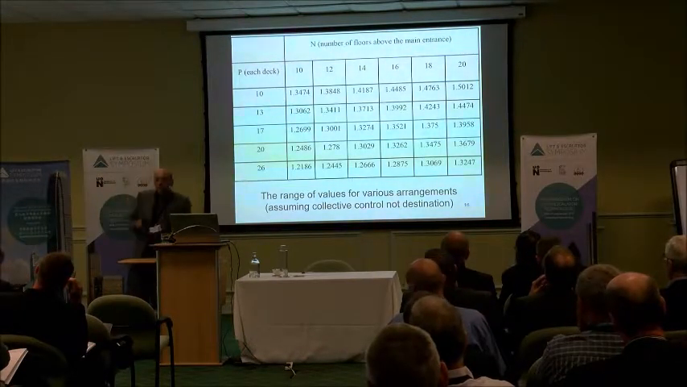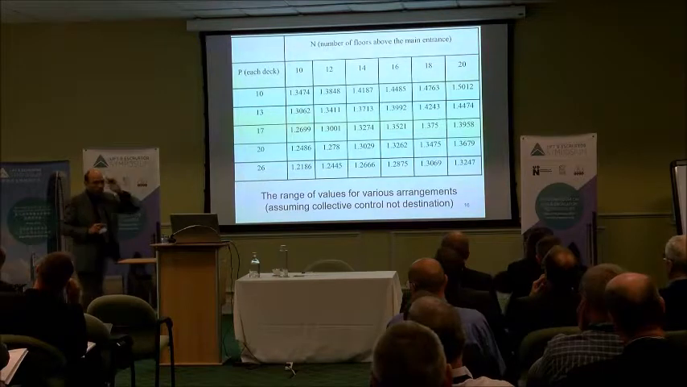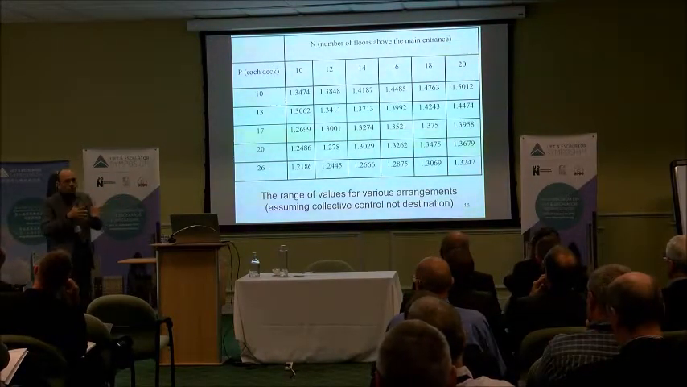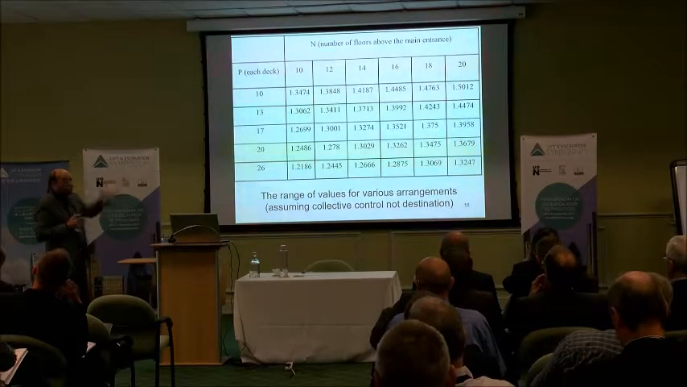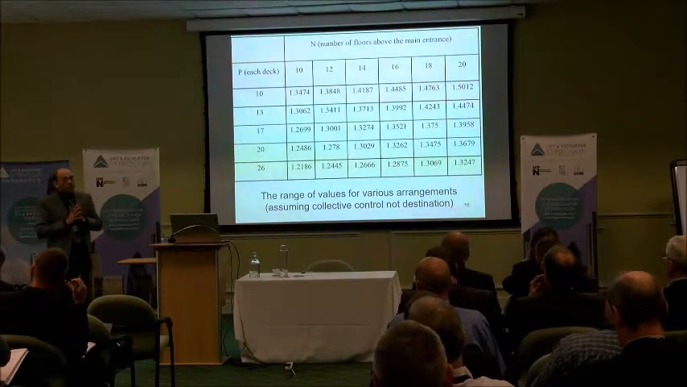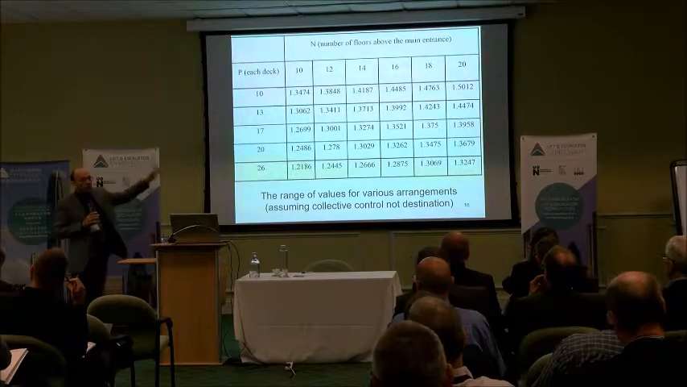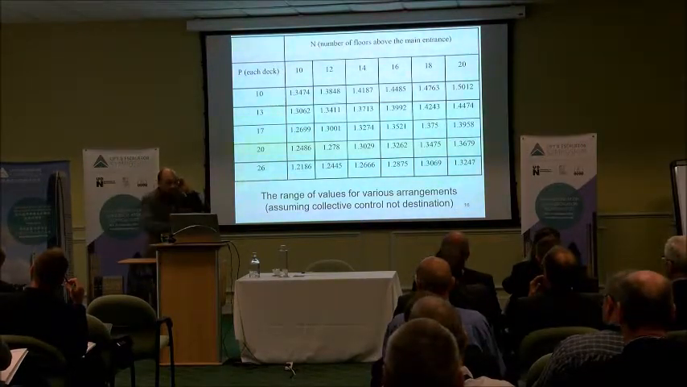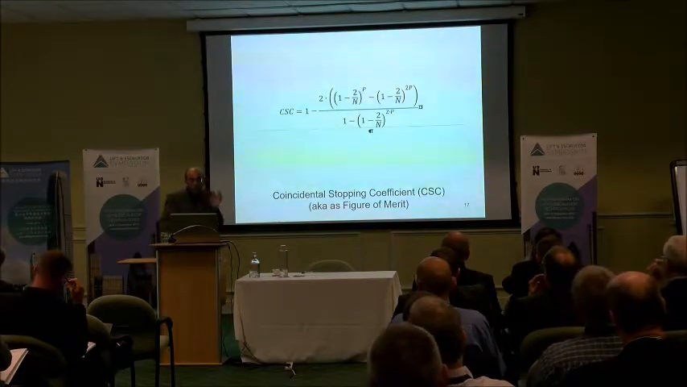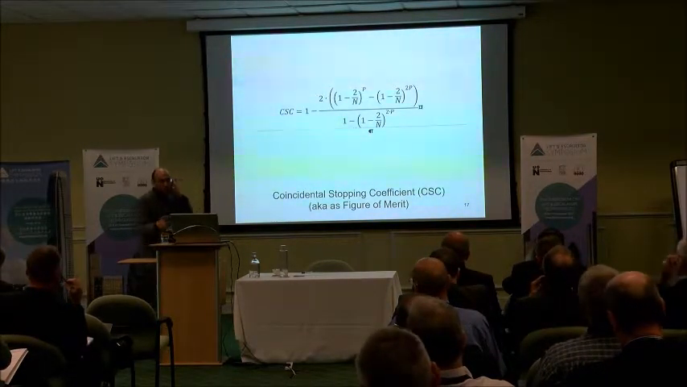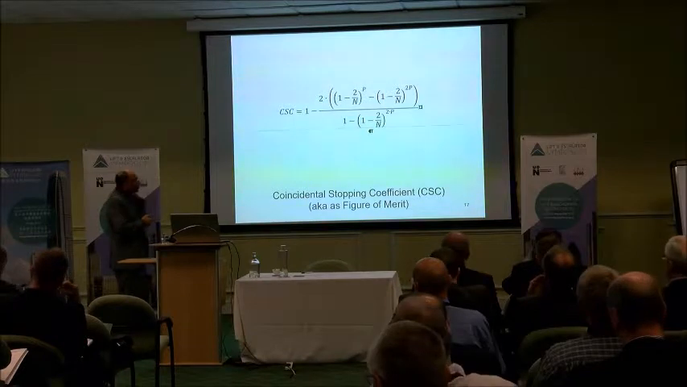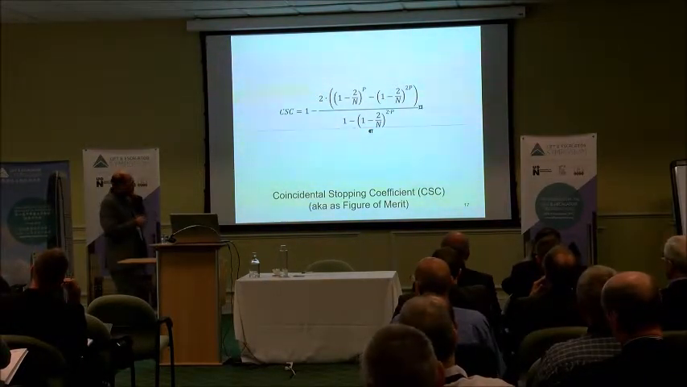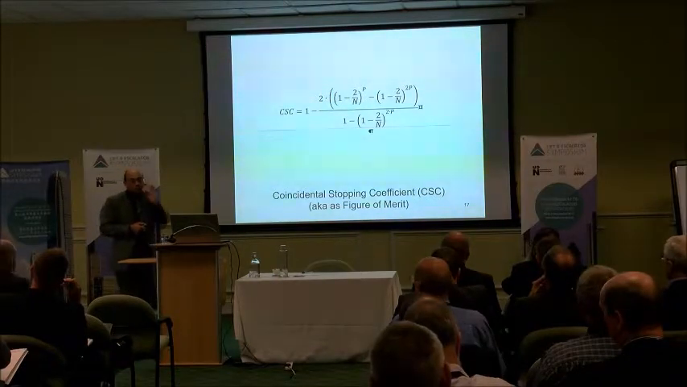Now, an important distinction, this is for collective, what Adam called earlier collective versus destination. So this is the conventional, we're getting around 1.3. If we went to destination, it will actually go down dramatically. It will be near 1 or very near to 1. And that can be calculated. This compares to coincidental stopping coefficient, which, as I said, Richard calls figure of merit, which is the number of coincidental stops over the total number of stops.